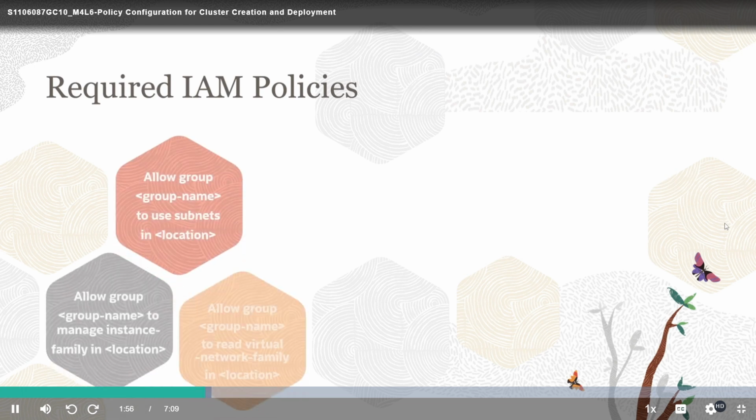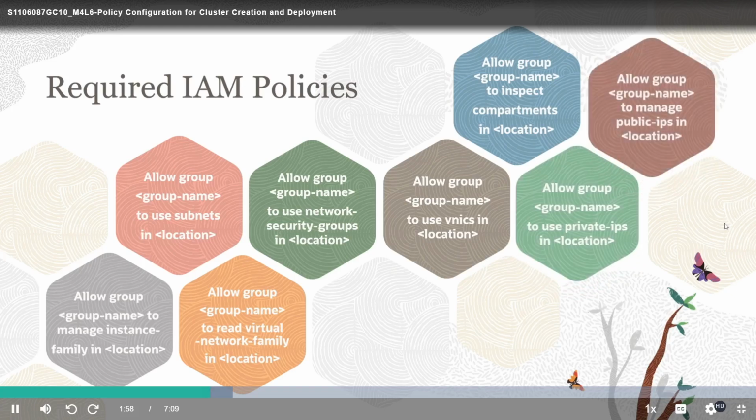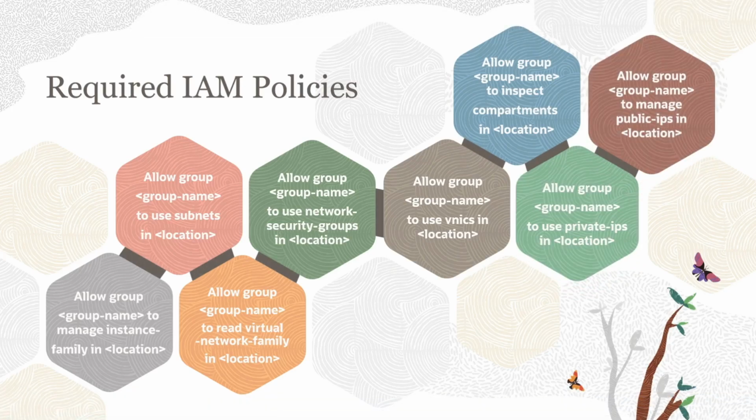Moving on, to enable users to effectively use OKE for tasks like creating, updating, and deleting clusters as well as node pools, you need the following required policy statements. Policy statements such as allow group to manage instance family, allow group to use subnets, to read virtual network family, to use network security groups, even to use VNICs, as well as to inspect compartments and to use private IPs and manage public IPs. Right, so these are the policy statements that you need to put in place for you to work with OKE.